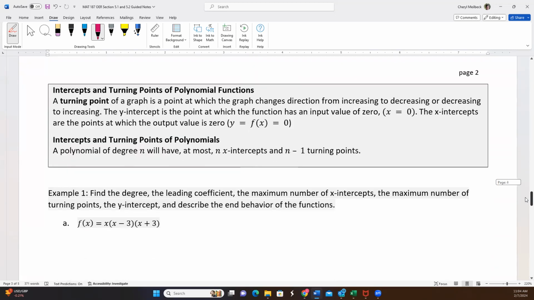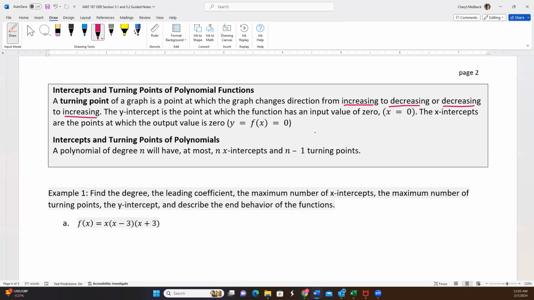Let's look at another concept here. So turning points. A turning point of a graph is a point at which the graph changes direction from increasing to decreasing and from decreasing to increasing. The y-intercept is the point at which the function has an input value of 0. So when x equals 0. And the x-intercepts are the points at which the output value is 0. So y equals 0. We saw that in our last section as we looked for x and y-intercepts in quadratics.